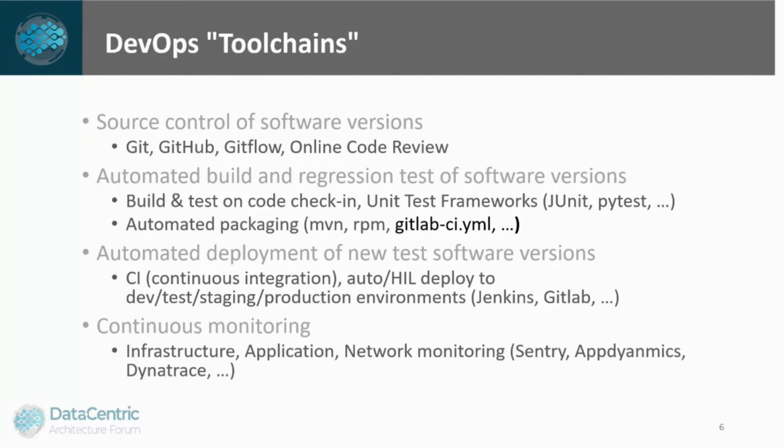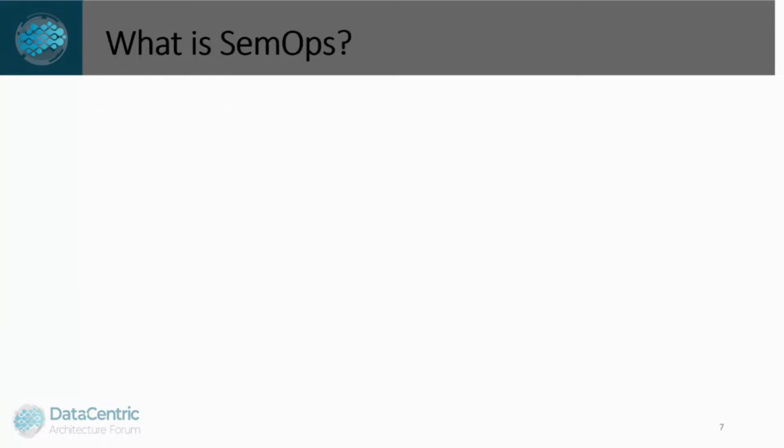And lastly, continuous monitoring. As we mentioned, there are tools that monitor infrastructure, that monitor particular application performance and errors, or monitor the network. Sentry, AppDynamics, Dynatrace. There's a whole series of tools that do this kind of continuous monitoring. So with that, let's move on to SemOps then.